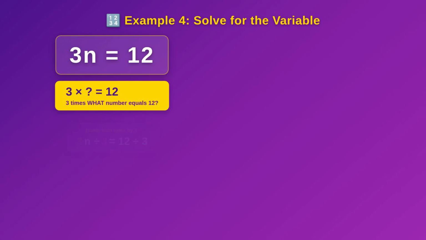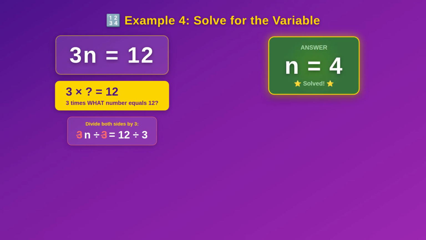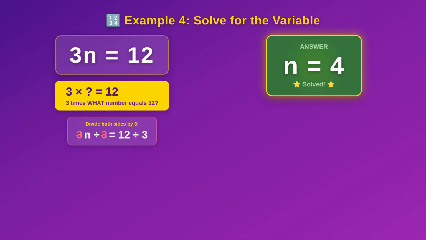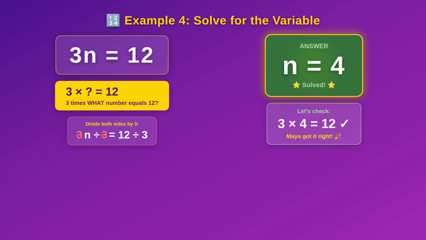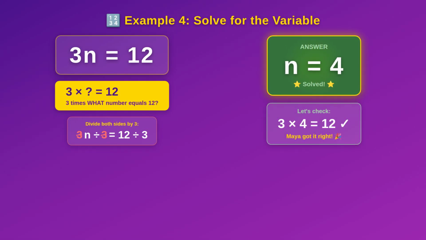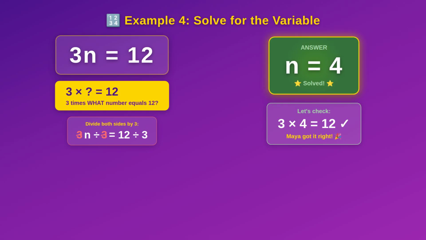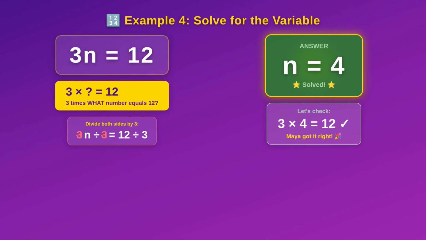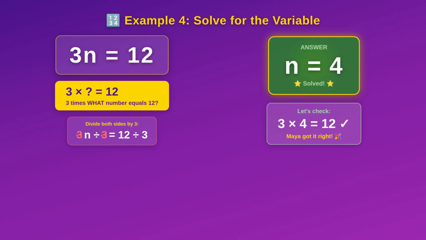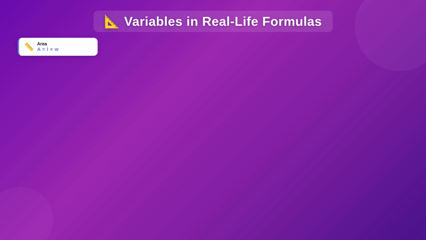Now, let's try a slightly trickier one, solving for the variable. The equation is 3n equals 12. This asks, 3 times what number gives us 12? Think about it. 3 times 4 is 12, so n equals 4. Another way to think about it, if 3 times n equals 12, we can divide both sides by 3. 12 divided by 3 is 4, so n equals 4. Let's check. 3 times 4 equals 12. Correct. Maya is on a roll. She's solved 4 problems now. You're right there with her.